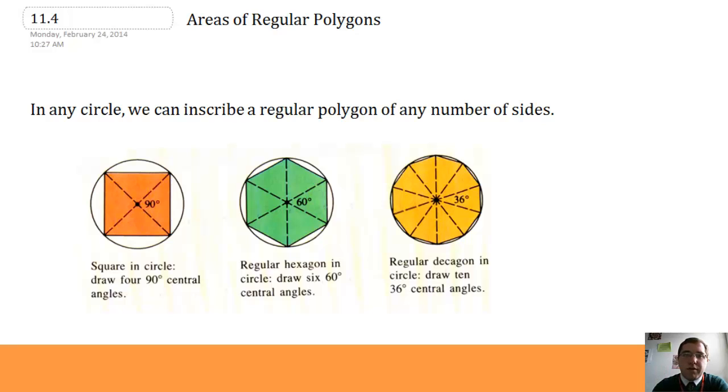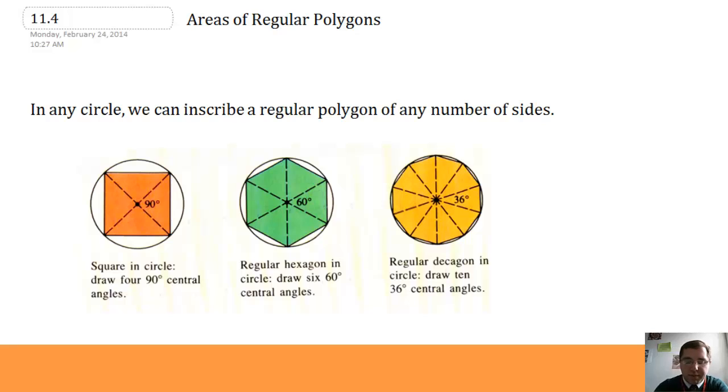This is section 11.4, areas of regular polygons. Remember, a regular polygon is any polygon that is both equiangular and equilateral. So all the sides are the same length and all the angles on the inside are all equal.